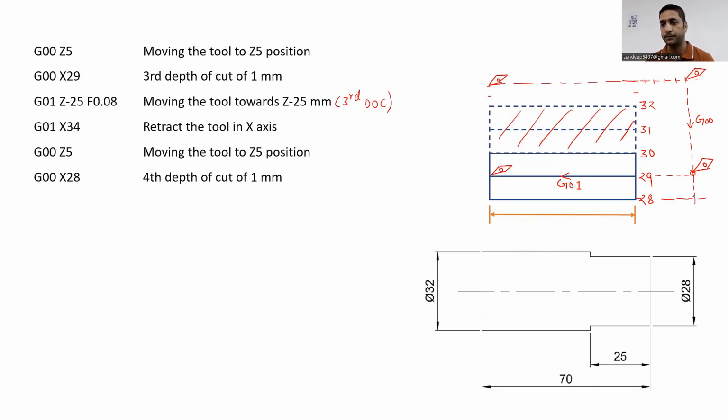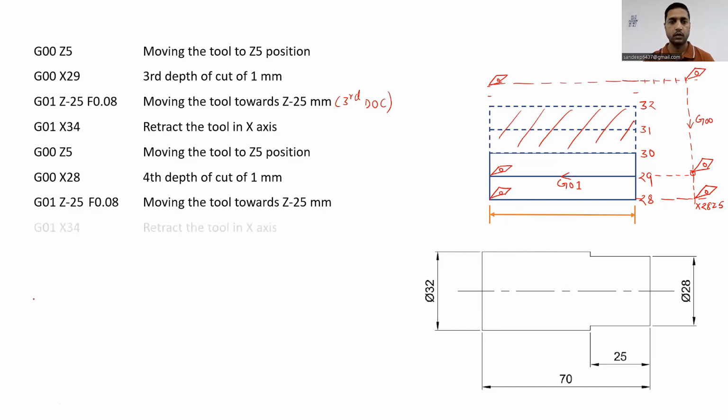Our tool is moving now. So this value will be our X28 now, and Z is how much here? 5. So this is the fourth depth of cut. From here, the tool is moving from this location to this location. Now we are moving the cutting tool to the X34 location with G01 code so that it will not break this particular edge. So that's why we are using G01 code over here.